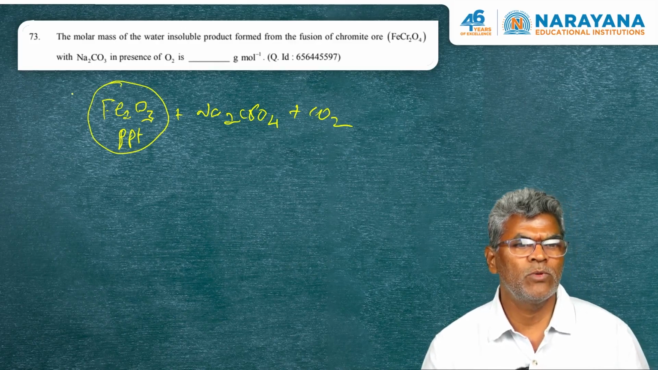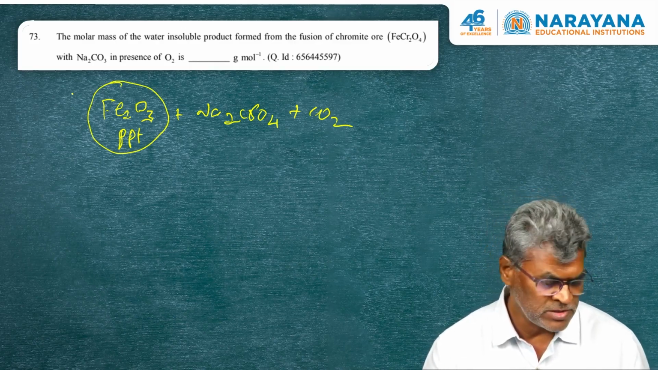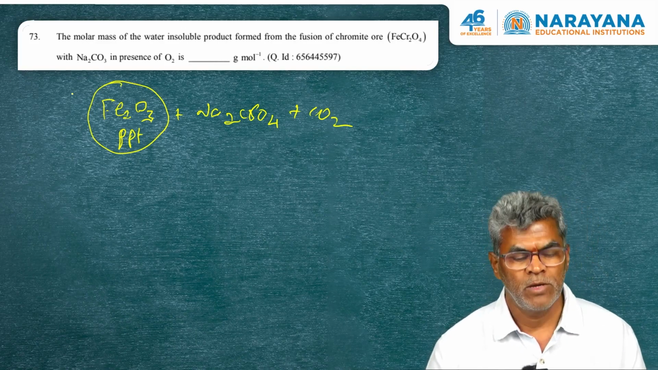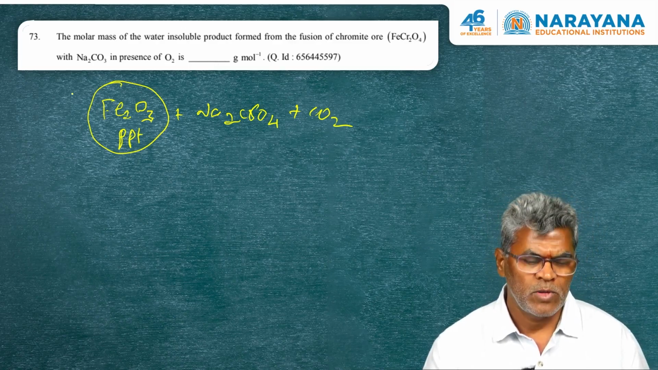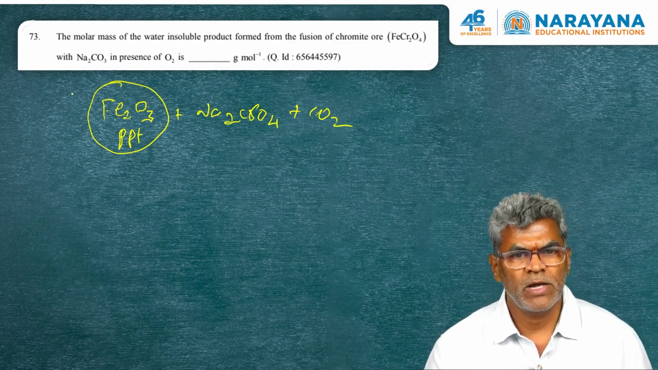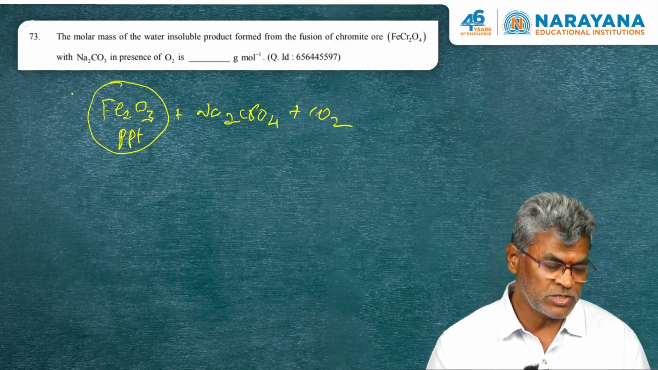They are asking about the molar mass of the compound. Molar mass means here it will be 160 grams, because iron is 56 into 2 and oxygen is 16 into 3, 48 grams. Overall, you are going to get 160 grams.